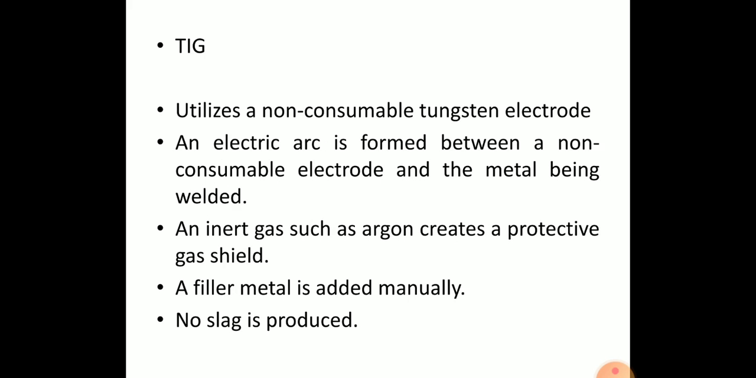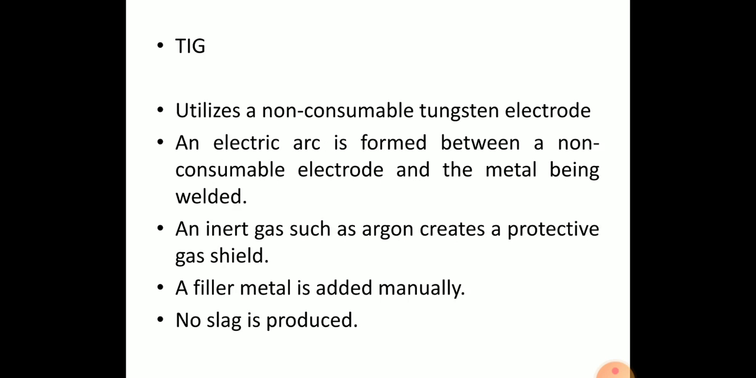And the TIG utilizes a non-consumable tungsten electrode. An electric arc is formed between the non-consumable electrode and the metal to be welded. The inert gas, argon, creates a protective gas shield. A filler metal is added manually and no slag is produced. Then the differences, first discussing TIG.